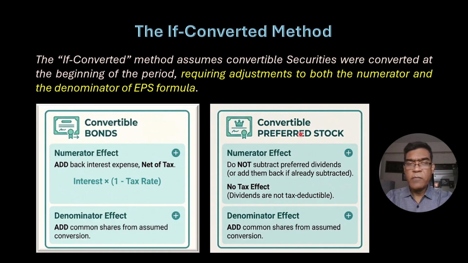Now, convertible preferred stock, numerator effect. Do not subtract preferred dividends, or add them back if already subtracted. If you do not subtract, you do not need to add. So no tax effect over here. Dividends are not a tax deductible item. Denominator effect, same: add common shares from assumed conversion. Clear? This is very important for the CPA exam.